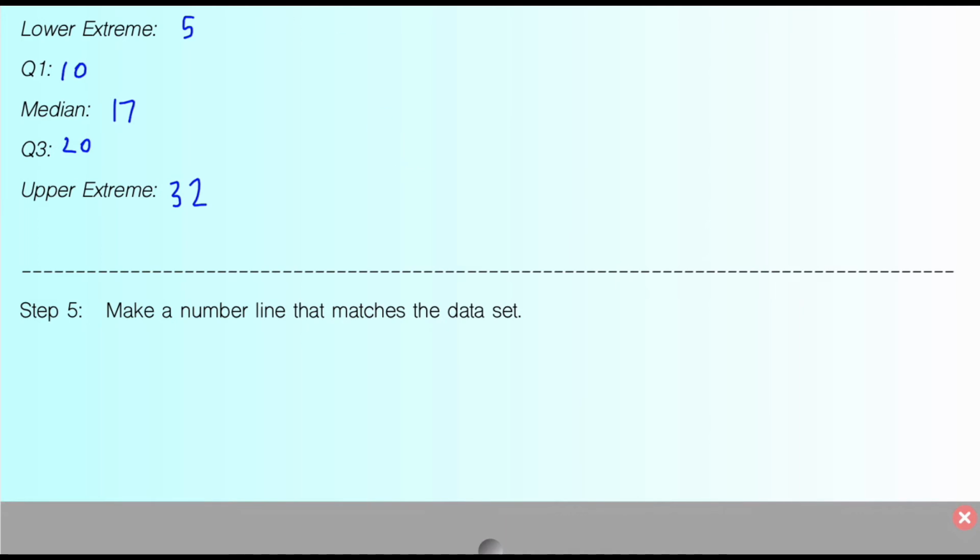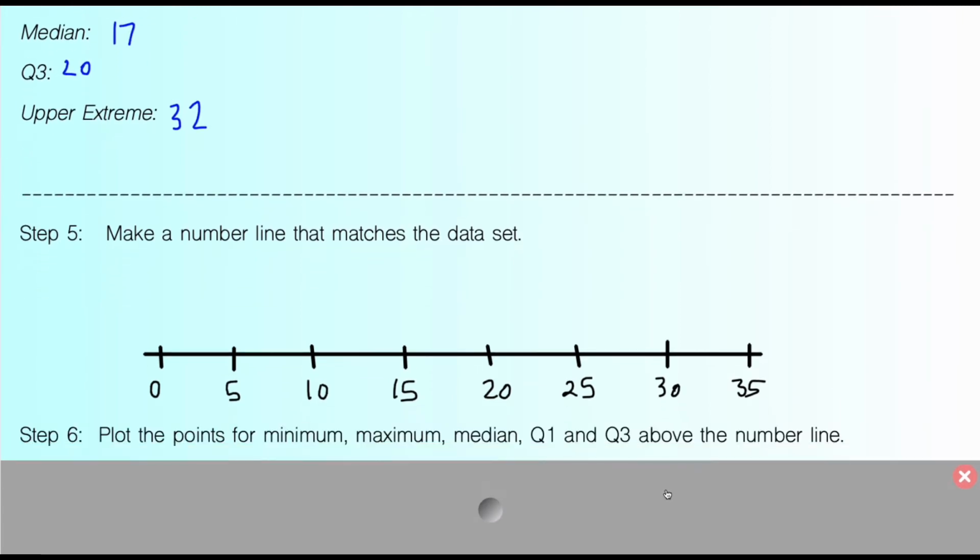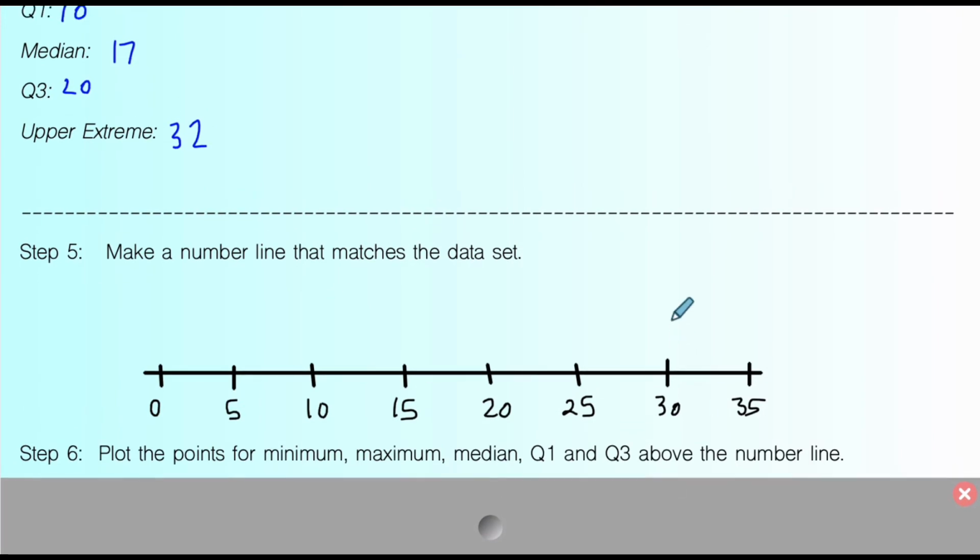I'm going to make a number line, get my number line, and I'm going to skip ahead so that you have a beautiful number line that you don't have to watch me make. And go! All right, so I've got a nice number line that matches the data set, and now what we're going to do is, step 6, plot these 5 numbers on the number line.